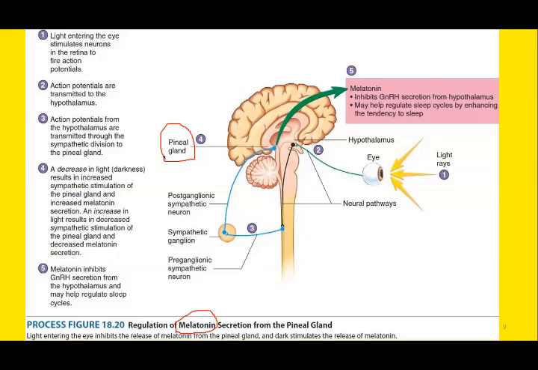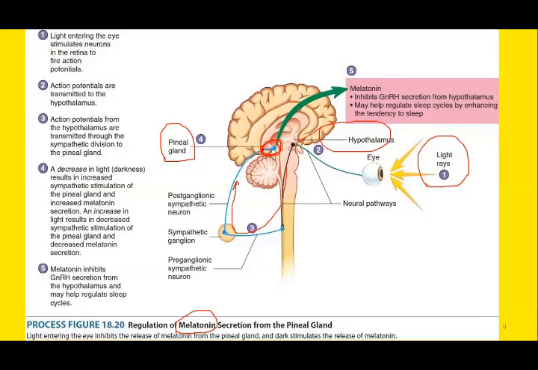So how does the release of melatonin take place? It starts from a stimulus, and the stimulus in this case is light. Whenever light rays enter the retina, this will stimulate the hypothalamus. The hypothalamus will transmit the signal through the sympathetic division to the pineal gland. This signal from the hypothalamus will be sent via the sympathetic fibers to the pineal gland. Here you can see the location of the pineal gland.